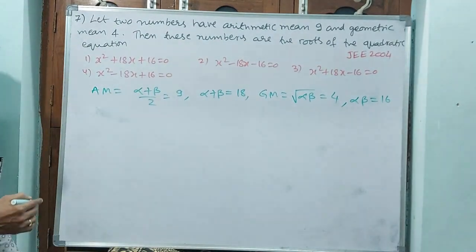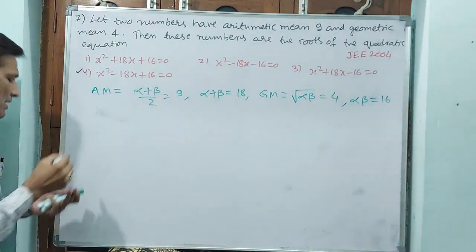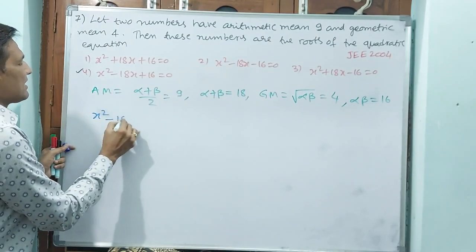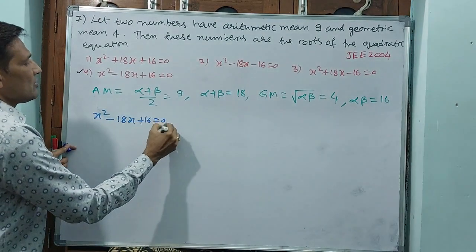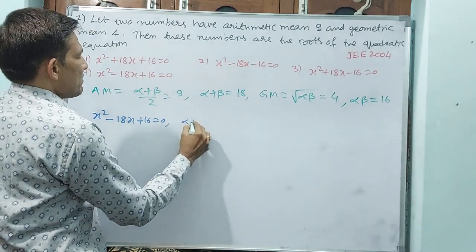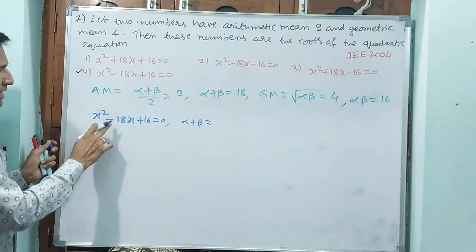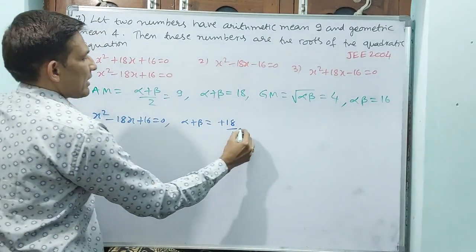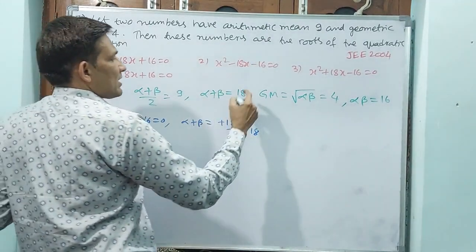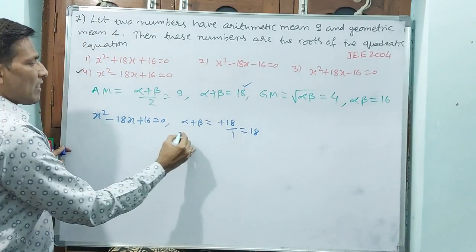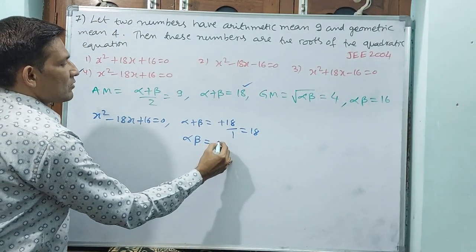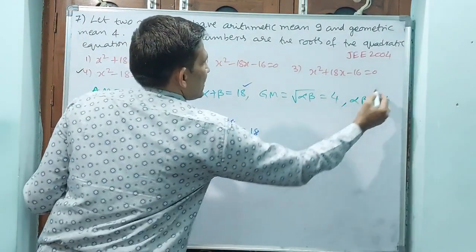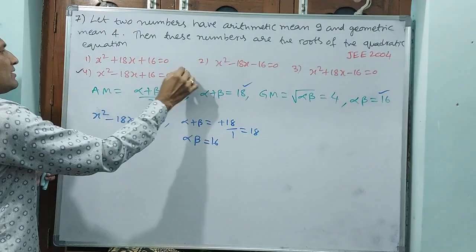Directly I am taking fourth one. You see what will happen here. Fourth one I am taking, x square minus 18x plus 16 equal to 0. Alpha plus beta is equal to minus b by a. Here already minus is there. Minus of minus plus 18 by 1. That is equal to 18. Alpha plus beta should be 18. Then go for alpha into beta. Alpha into beta is equal to c by a. C 16 by 1. 16 has to come. 16.